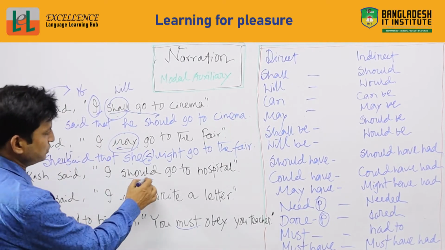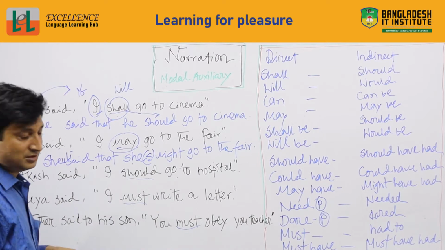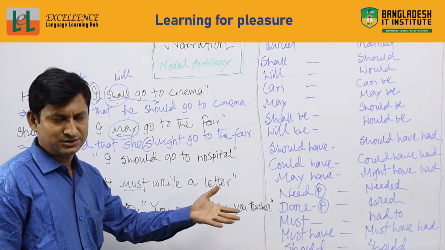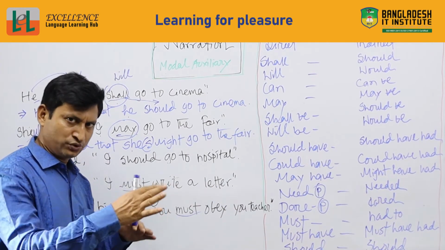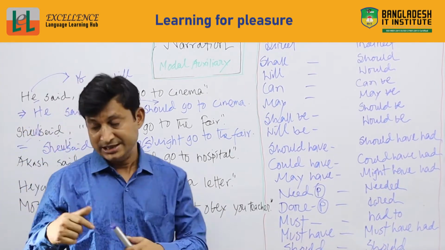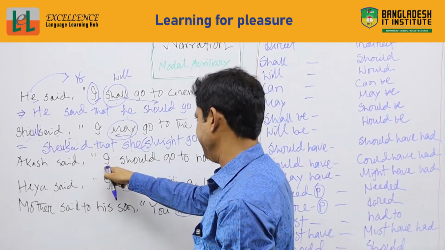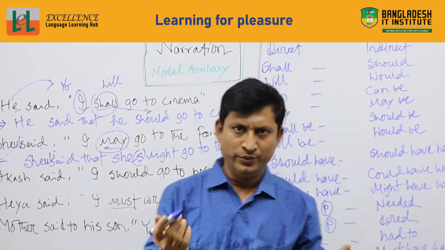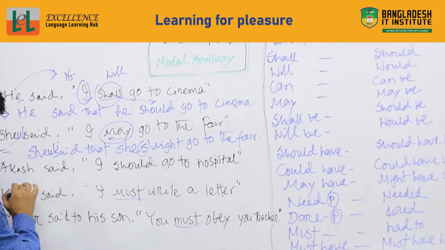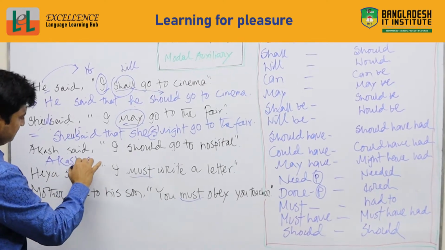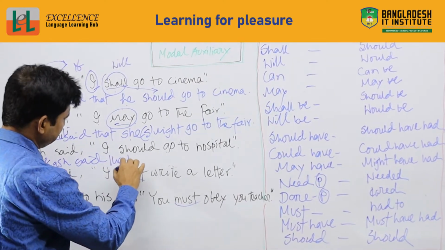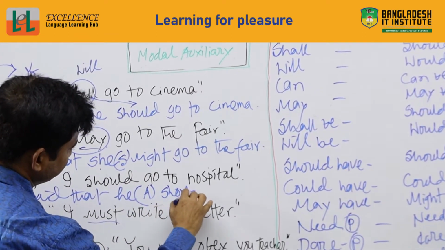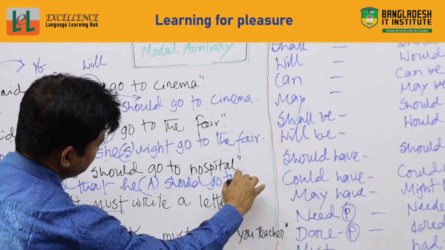Akash said I should go to hospital. Well, so here Akash said I should go to hospital. So it's mandatory for him to go there because he needs to go there. So Akash said that he should go to hospital. He should go to hospital, okay. We can write now here, okay. So Akash said that he, means in bracket A, should go to hospital.